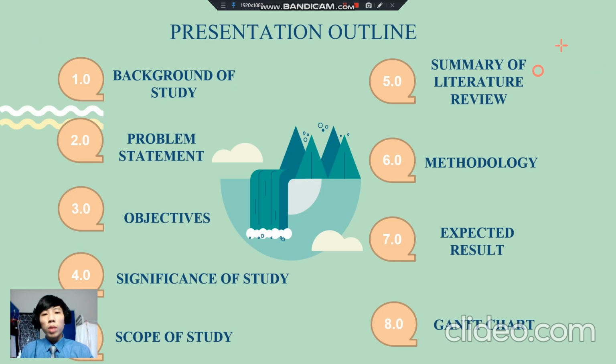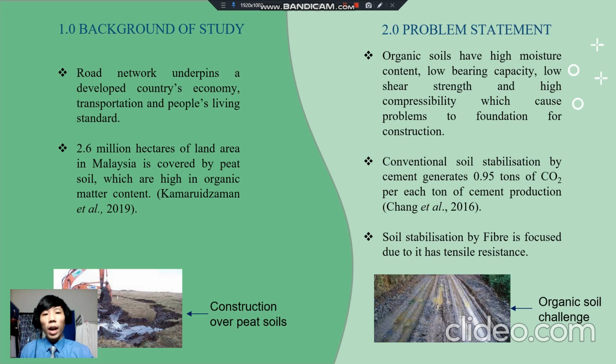There will be 9 contents to be presented today, which are background study, problem statement, objectives, significance of study, scope of study, summary of literature review, methodology, expected result, and lastly, Gantt chart. First of all, I will give some introduction on the background study.